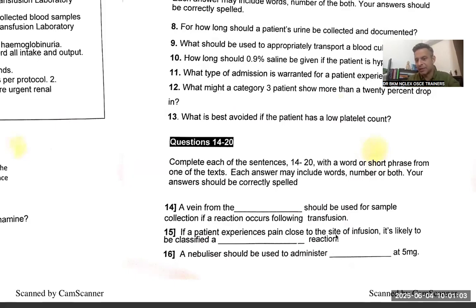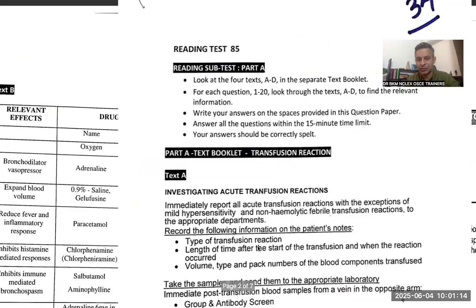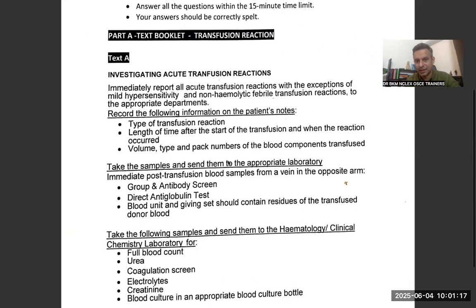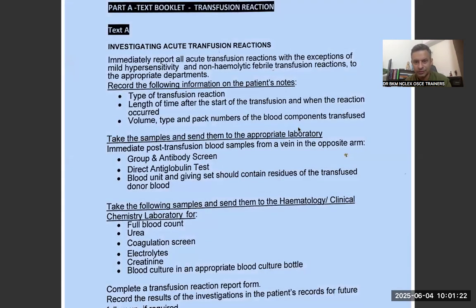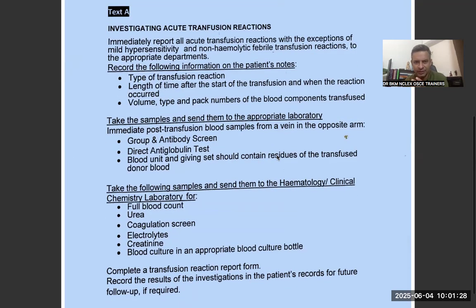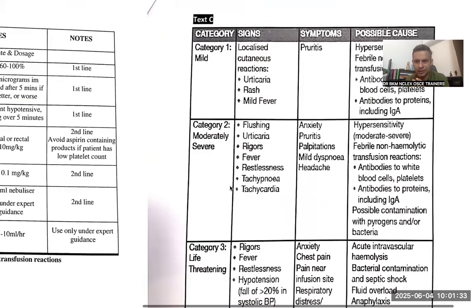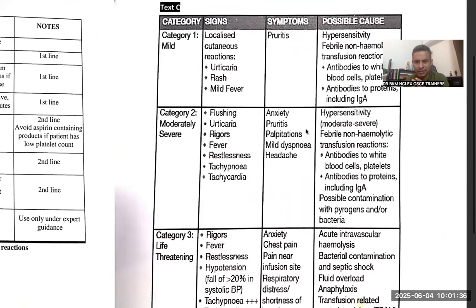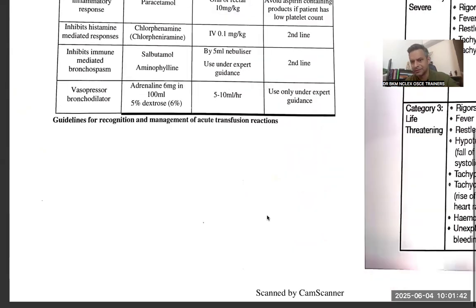If a patient experiences pain close to the site of infusion, it is likely to be classified as a dash reaction. So I think classification should be given in the classification. And if it is close to the site, I have to find the word close. A word is given over here, but it's not given in a way. No. Okay, we go to here. Close to the site. Something like this has been given close to the site over here. No, I can't find it. So I will leave this question.